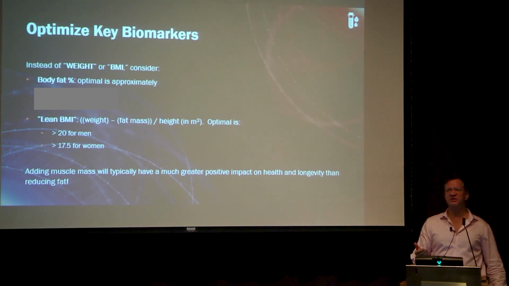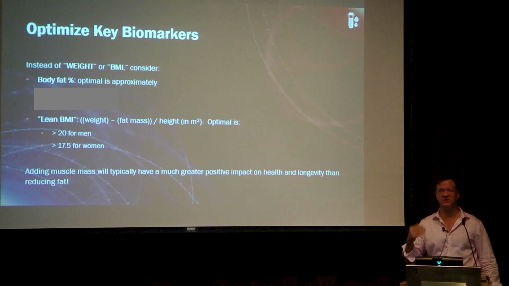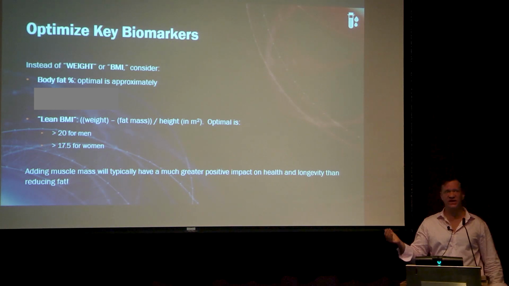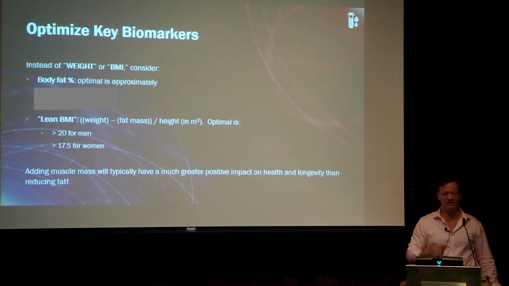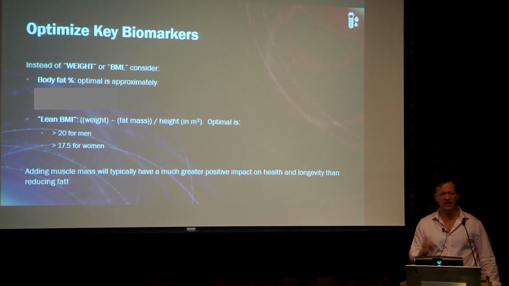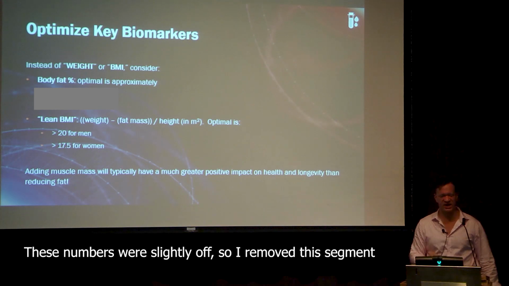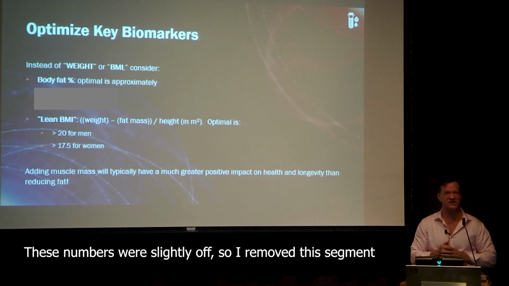BMI is also very deceptive because it doesn't just look at fat, it also looks at muscle mass, and having more muscle mass is very, very, very good for you. It's much more important in most cases than having a smaller amount of fat. So instead of looking at weight and BMI, consider looking at your body fat percentage. The optimal body fat percentage, generally speaking, we can also look at lean body mass index.